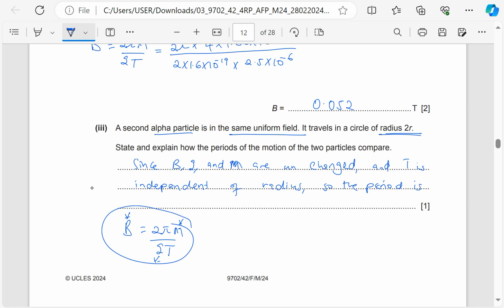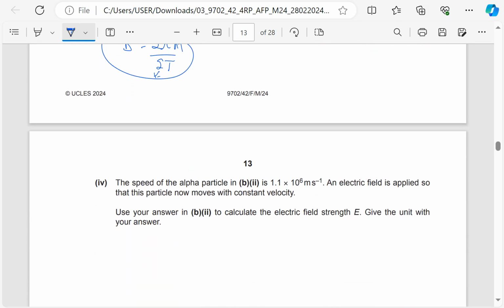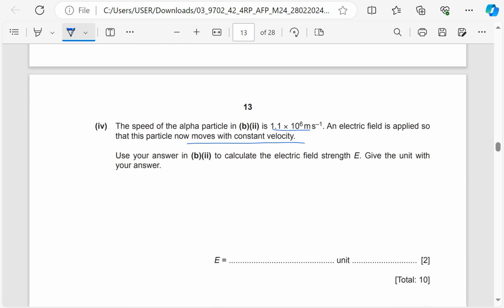So the period is the same. The speed of the alpha particle in B is 1.1 times 10 to the power of 6 meters per second. An electric field is applied so that this particle now moves with a constant velocity.